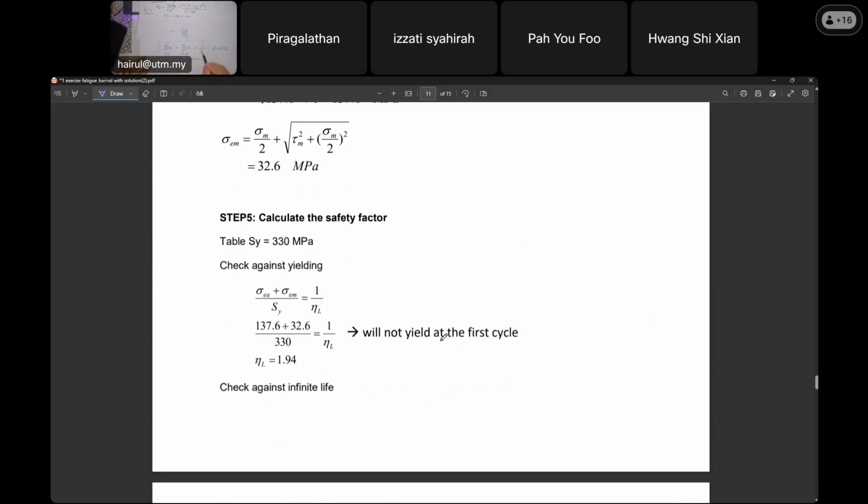1 over n, the safety factor, equals sigma A over Sn. Sn we already calculated, but I have not shown you how we calculate Sn. SUT we must know, Sn we can calculate. Sigma A and sigma M we already have here. SUT we can get from the table of properties. Sn we have not calculated yet.